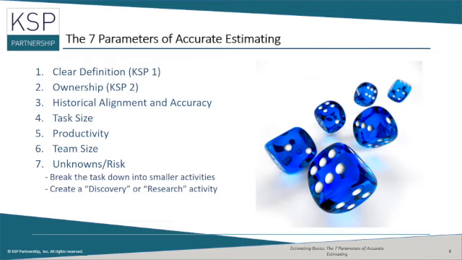Follow the other estimating parameters to improve the reliability of your estimate. Break the task down into smaller activities. Establish an ideal team size for the research. Clearly define the research and assign ownership. While larger research activities may still offer a challenge, these techniques will help improve the reliability of your research task estimate.